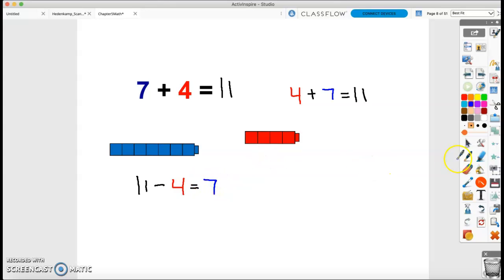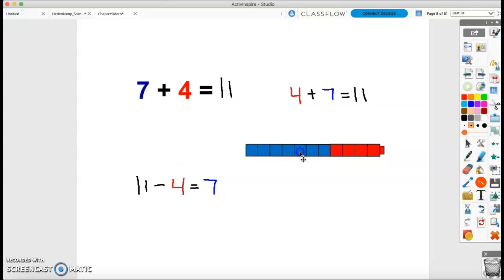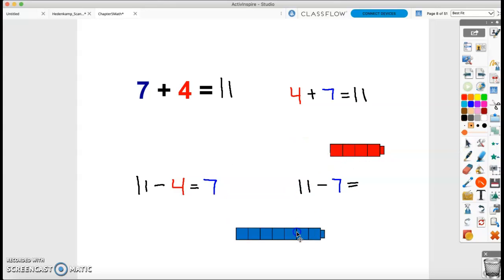Now, we're going to do one last problem. Here is my 11 that I have all together. So we're going to write 11. But this time, we're going to take away the blue, minus the 7 blue, equals, well, if I take off the 7 blue, I'm left with my 4 red.